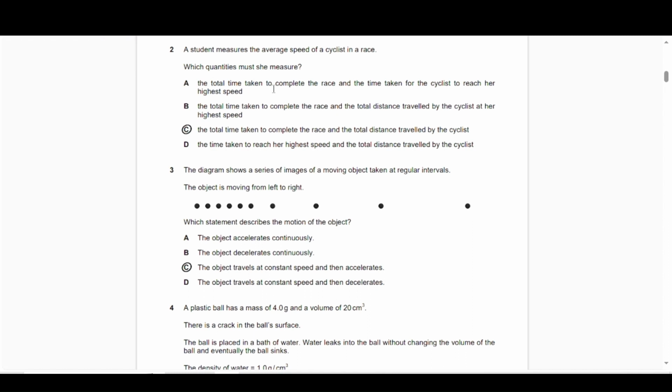The total time taken to complete the race. Yes, she would have to measure that. And the time taken for the cyclist to reach her highest speed. So here you just got 2 times, there's no distance. That's clearly wrong. The next one is the total time taken to complete the race. Yes, she does need that information.